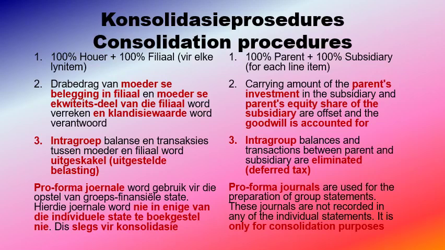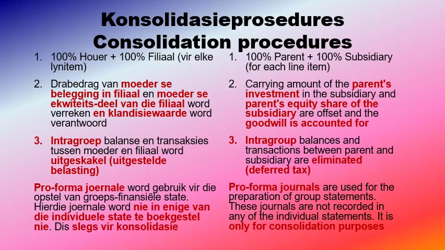Therefore, you have to eliminate it because from the group's point of view, it doesn't exist. And then lastly, what I want to mention here is that to be able to do the consolidation procedures, we are going to make use of journal entries that have a special name. We call them pro forma journal entries, and they're called pro formas because they're specifically written to prepare group financial statements. These pro forma journal entries are not written into anyone's books specifically or processed into any of the company's books. You can almost see it like a work paper you prepare, full of journals, to help you consolidate the group's financial statements.